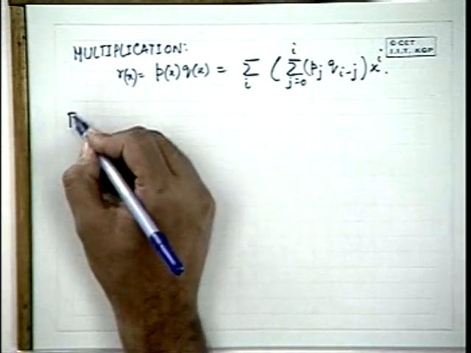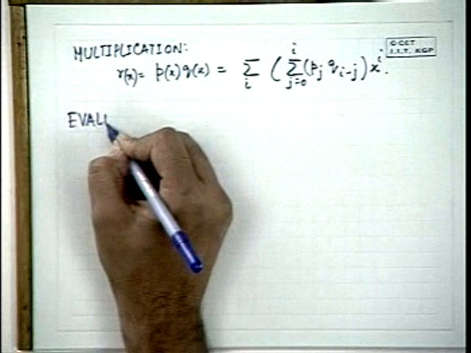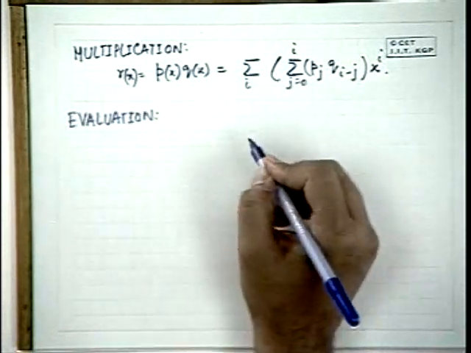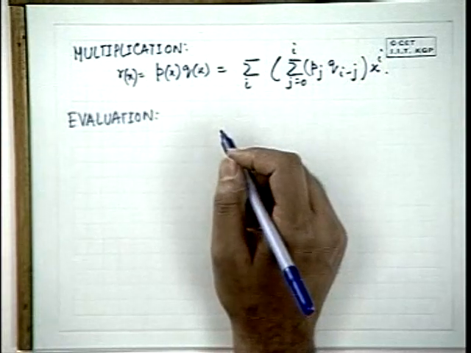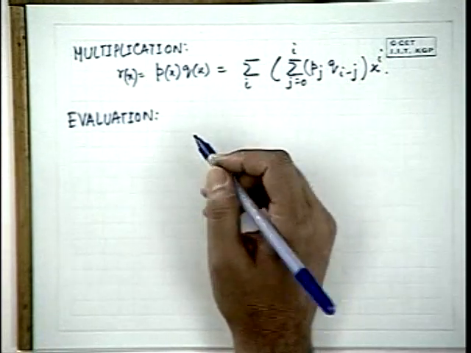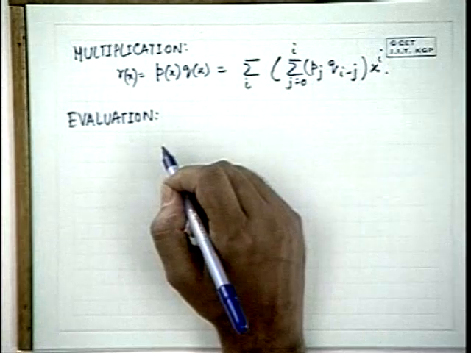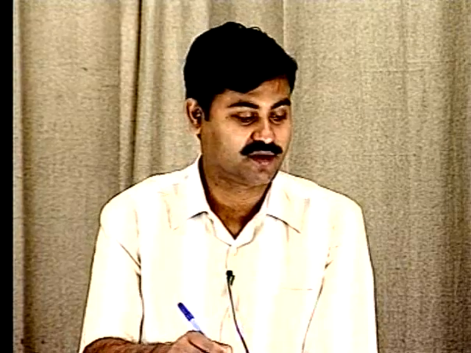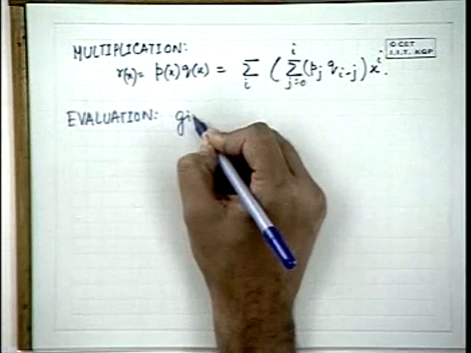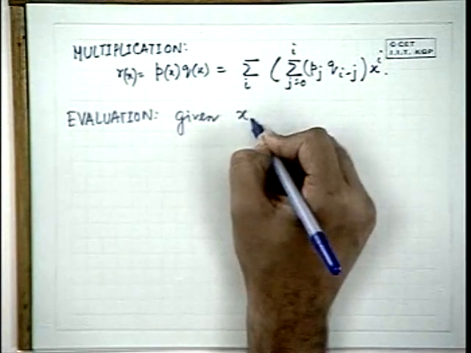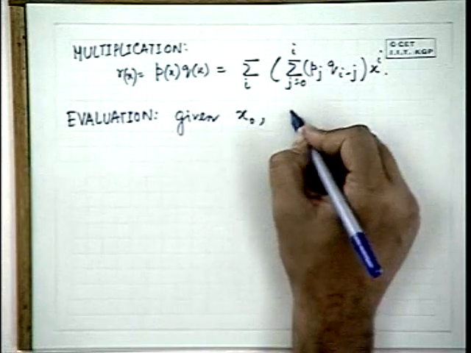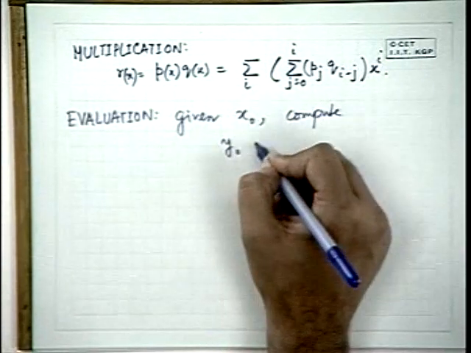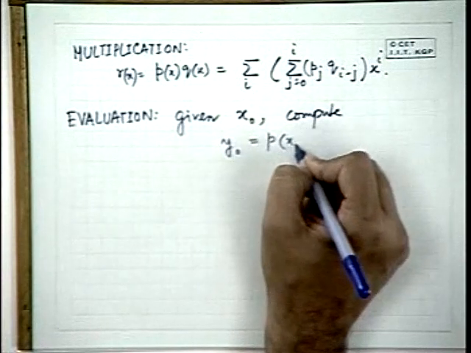Then we have another operation called evaluation. For evaluation, given a polynomial and given a particular point or a value of x, we are trying to evaluate that polynomial at that point. So given x0, compute in this case y0 equal to P of x0.